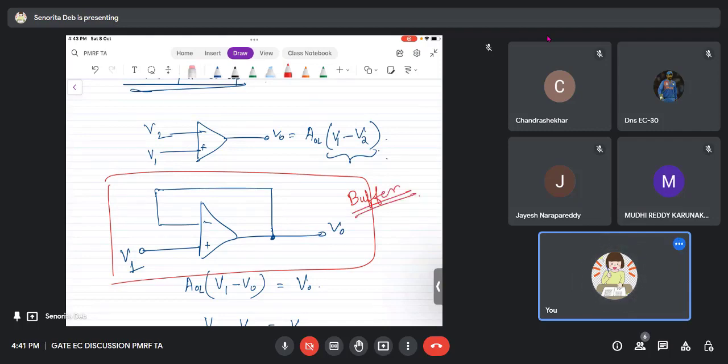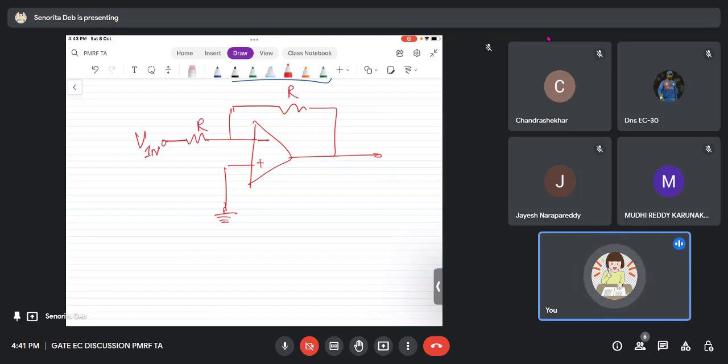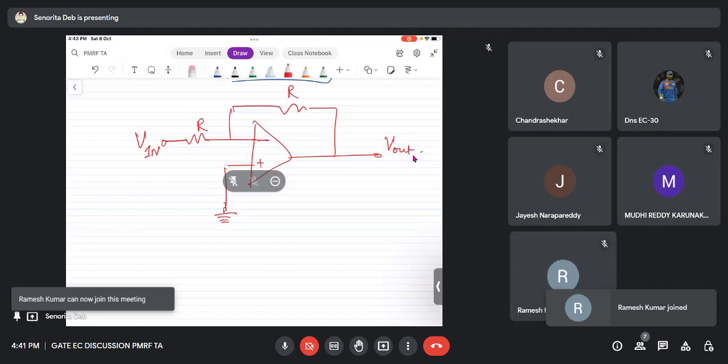This is a buffer. We have another configuration here which can be used to understand that. There is something like this, and you ground the other terminal, and there is Vin here, and let's say these two are R, R, and this is Vout. Okay, so you see that in a negative feedback op-amp circuit, the difference VD will be so small that it can be approximated by 0, right?